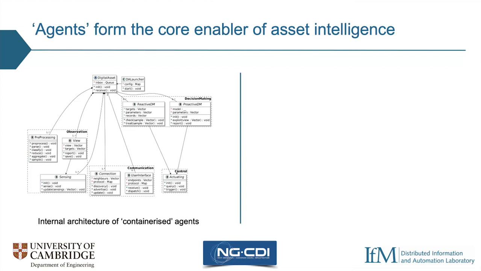This concept of containers can be used to design, create, and deploy these agents in a most effective manner. So a typical internal architecture of these containerized agents is what I've shown you on the left-hand side of the slide. It has got abilities to observe, which can be connected to sensors and data streams and so on. It has the ability to communicate with other agents.